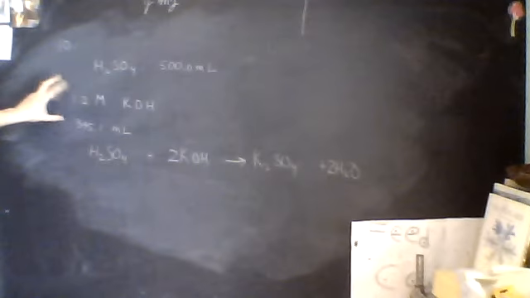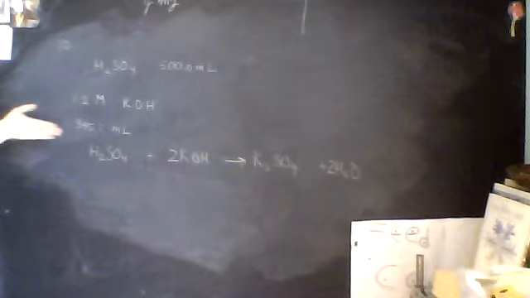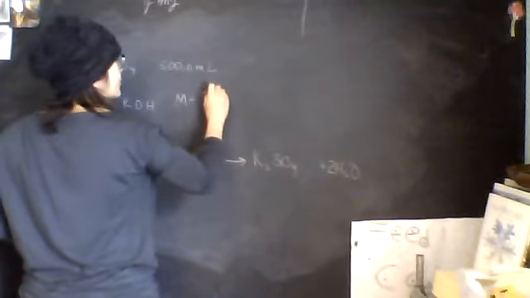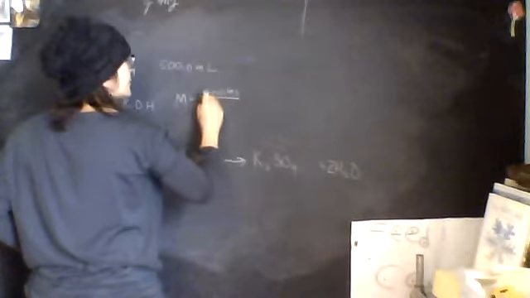It's not balanced yet, though, is it? We need to double that one. Right? Looks balanced now, doesn't it? Yes. Okay. So, we can figure out how many moles of KOH we use, right? How can we figure it out? Molarity formula.